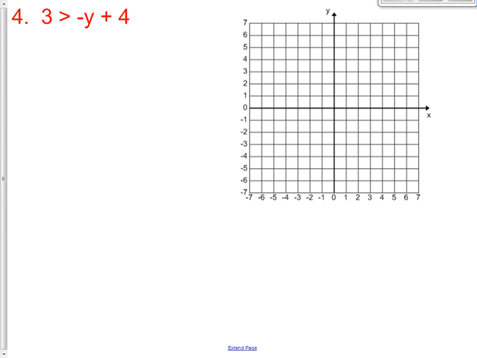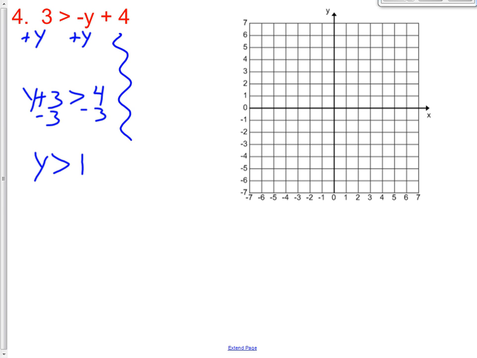Problem number 4 is maybe somewhat like it. Once again, you only have a y variable. You don't have two variables of x and y. So let's isolate y. To do this, I would say the easiest way would be to add y over onto this side. So now you have y plus 3 is greater than 4, and then you would subtract 3, and you would get y is greater than 1.